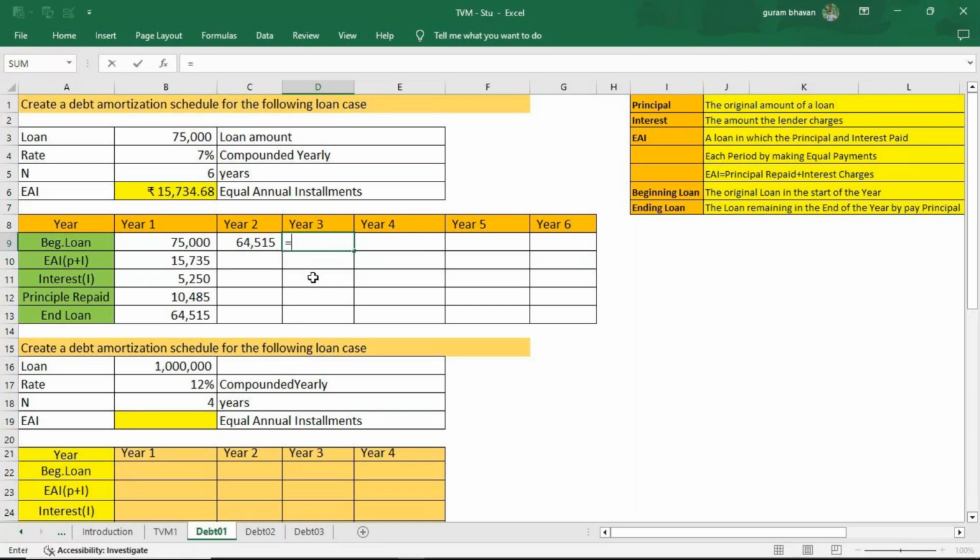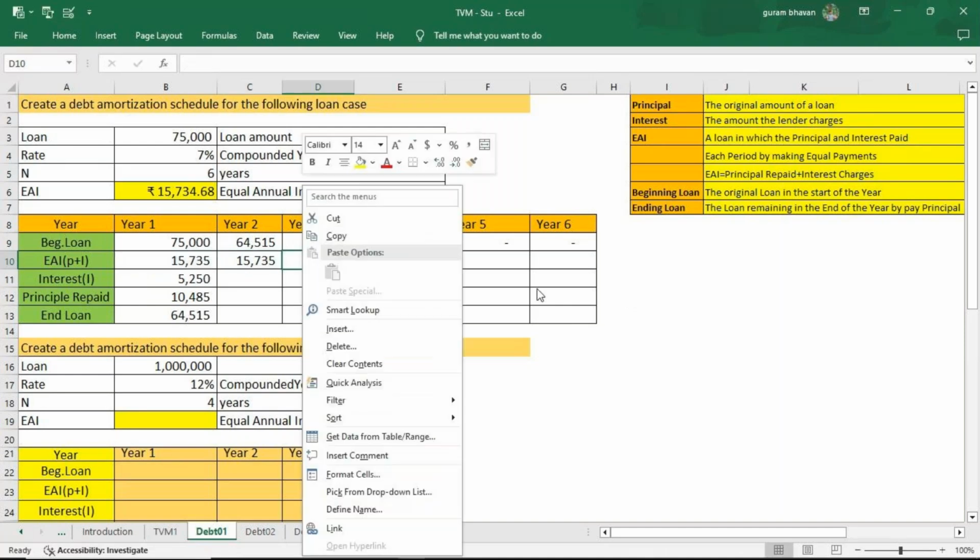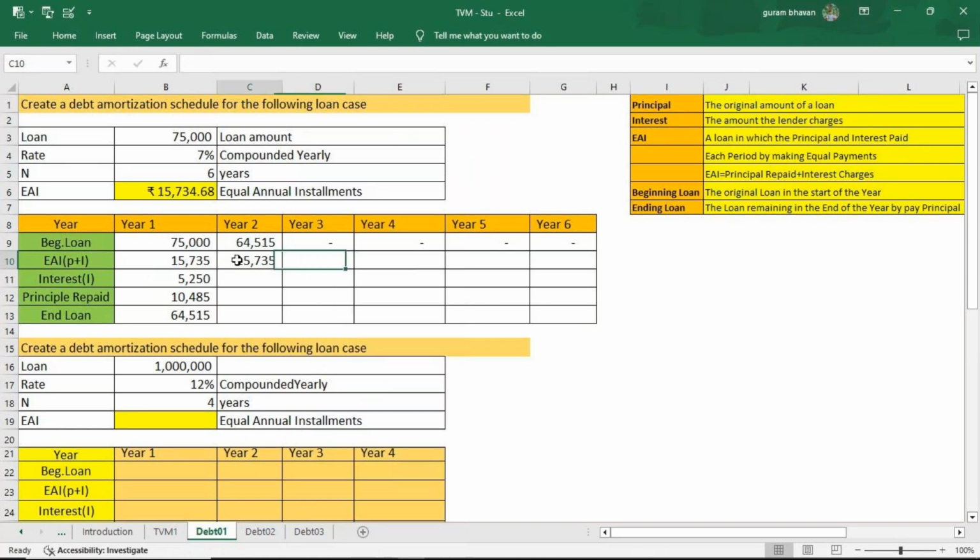So equals end loan. I'm going to take it because end loan will become my beginning loan for the next year. So I'm going to drag this. Okay. Next, EAI, it is equal annual installment. Means for all the 6 years, I'm going to pay the same amount of EAI. So I'm going to take this previous year value. I'll click here and drag it. So I'll do the fill handle.